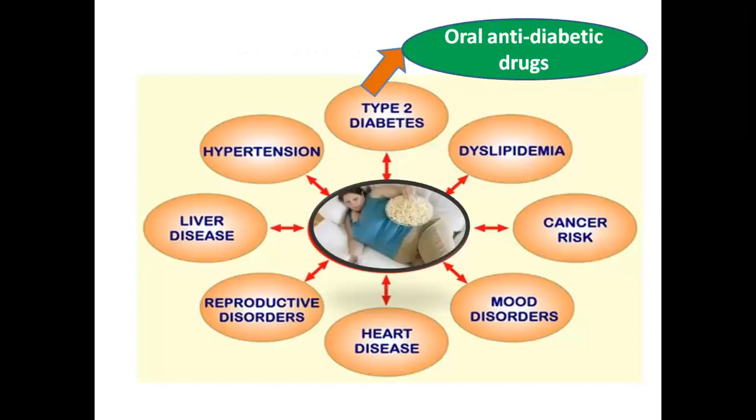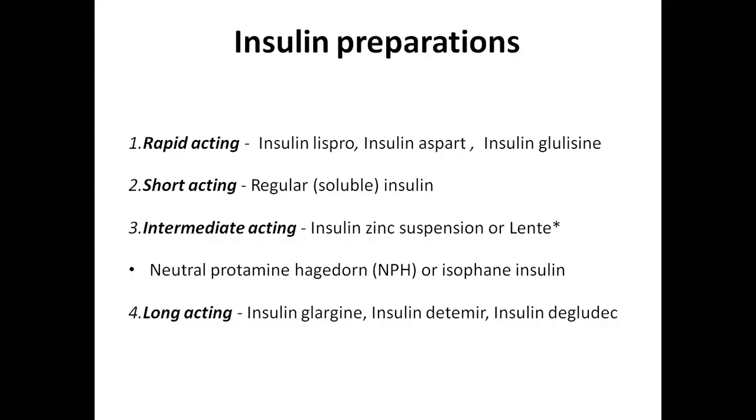So insulin is mainly used in the treatment of type 1 diabetes, and it is used in the treatment of gestational diabetes. They are used in the treatment of type 2 when we cannot control blood glucose levels with oral anti-diabetic drugs. In emergencies like diabetic ketoacidosis, we use insulin preparations. And in case of surgeries, to tide over the surgery, we have to start the patient on insulin.